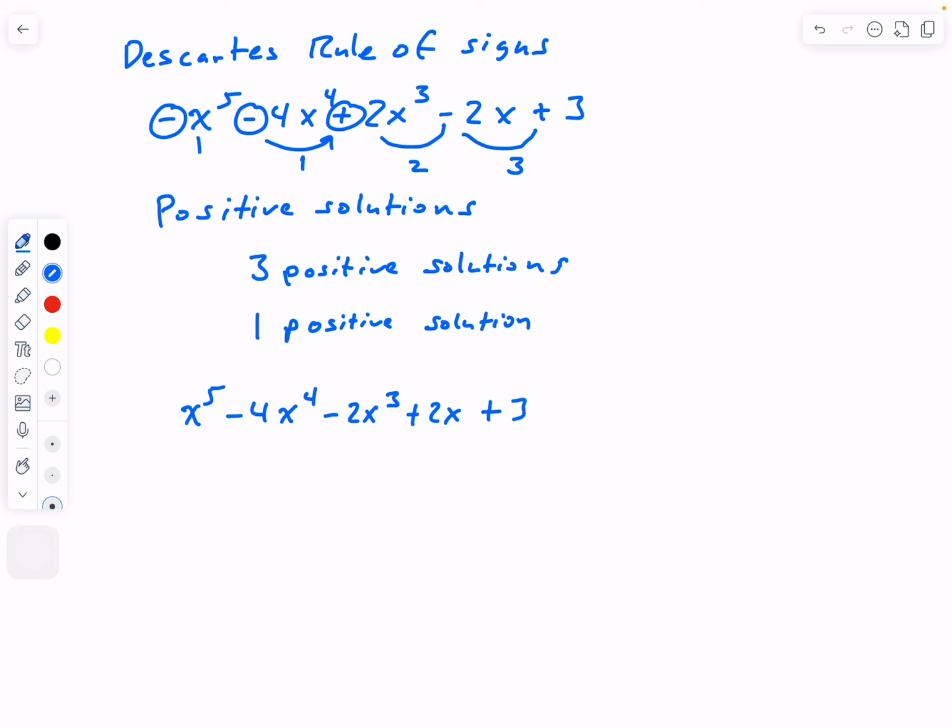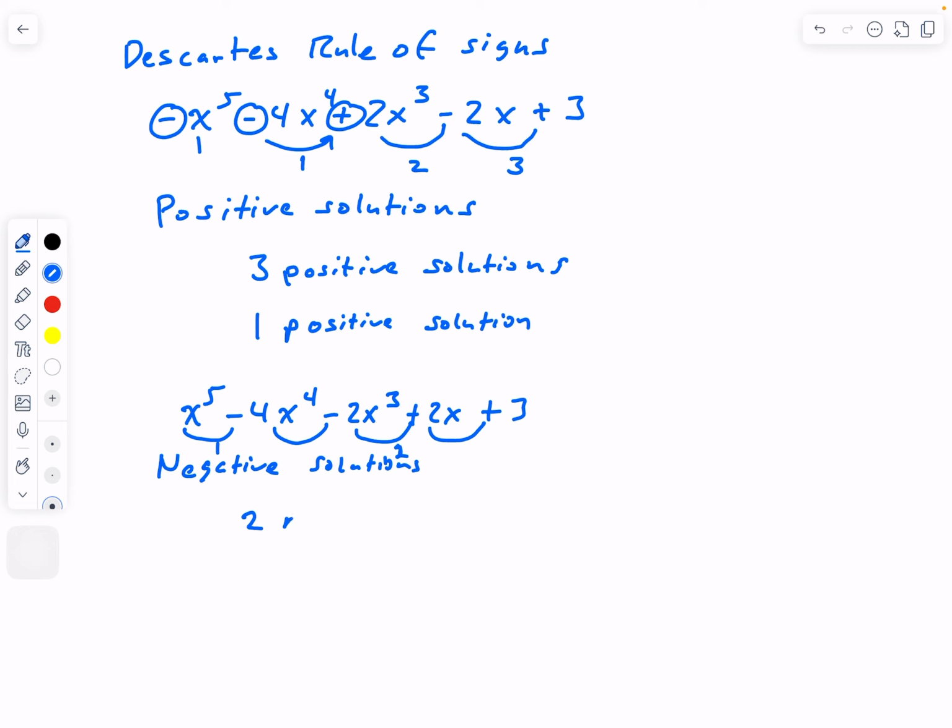So now to find the negative solutions, we count our sign changes after we plugged in our negative. So we go from a positive to a negative. So that is 1 sign change. Then a negative to negative, no sign change. A negative to a positive, that's 1 sign change. And a positive to a positive, that's no sign change. So we have at most 2 sign changes.